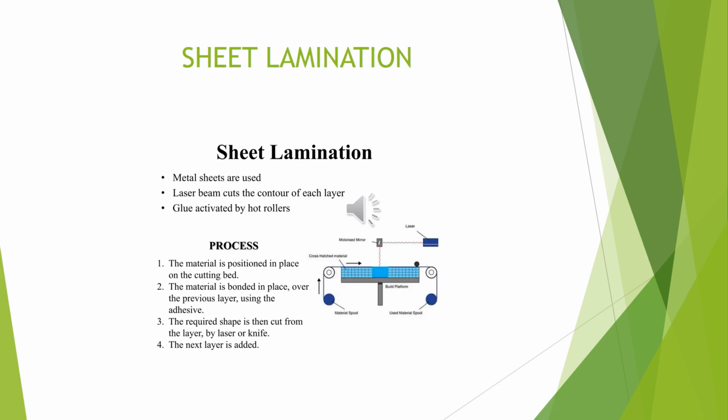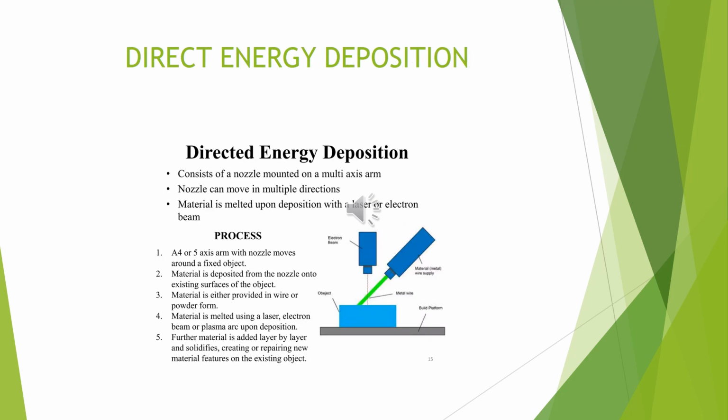Sheet lamination. In this, metal sheets are used. The laser beam cuts the sheet into contours. They are glued together by using hot layers. Direct energy deposition. It consists of a nozzle mounted on a multi-axis arm. The nozzle moves along multiple directions. The material is then melted upon deposition layer and the part is formed.